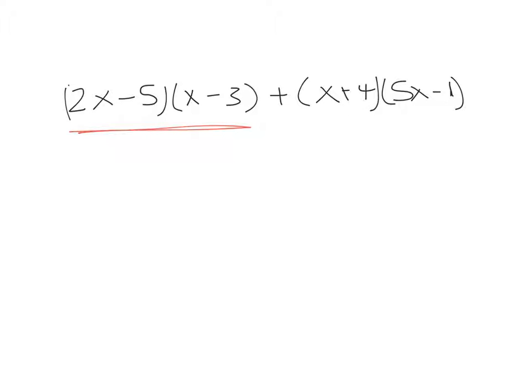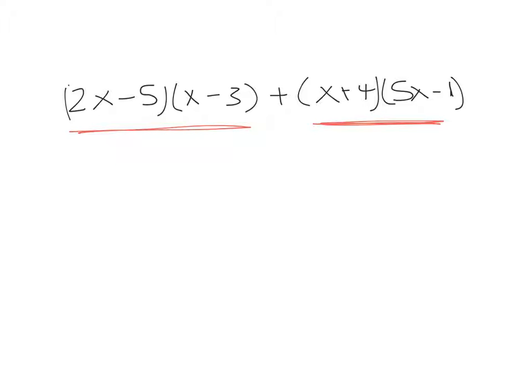Away with for the most part, but you want to look at that and know that that means 2x minus 5 times x minus 3. That is a multiplication expression. We're multiplying those two sets of brackets together. So that's a multiplication statement, and then this is a multiplication statement. Okay, x plus 4 times 5x minus 1.